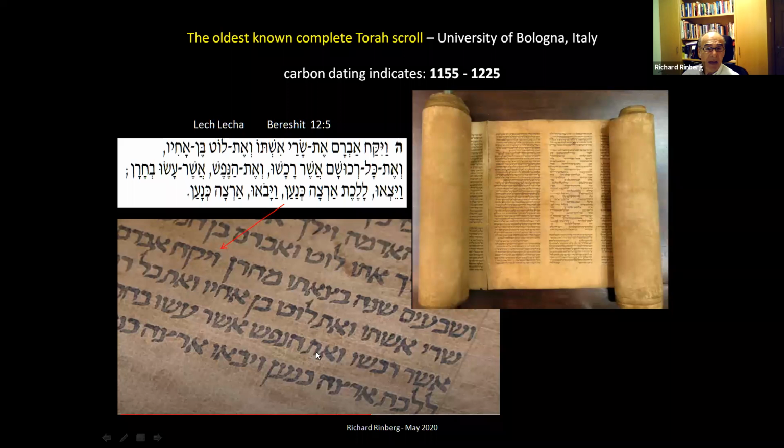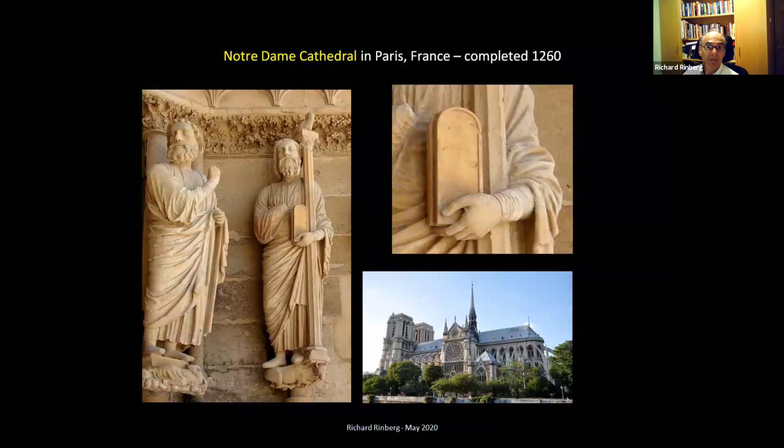And here actually is some of the text from Lech Lecha, Vayikach Avram, et Sarai Ishto, right? Ve'et Lot ben Achiv, ve'et Kol Rechushav Asher Rachashu. I mean, it's very, very clear and easy to read, beautiful lettering. This is the oldest complete Torah scroll that we have.